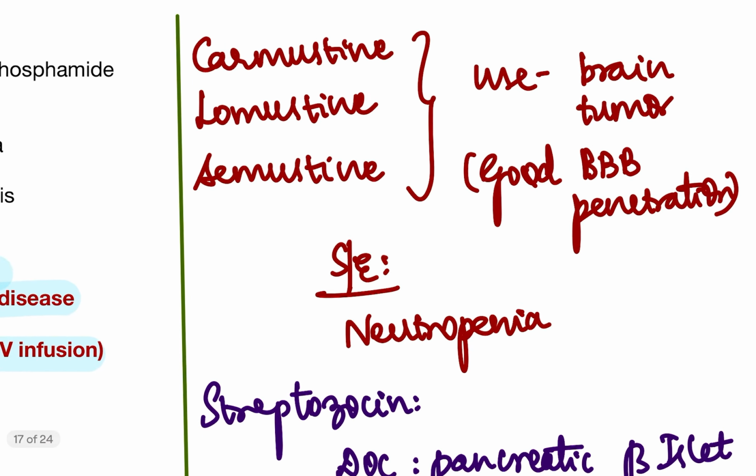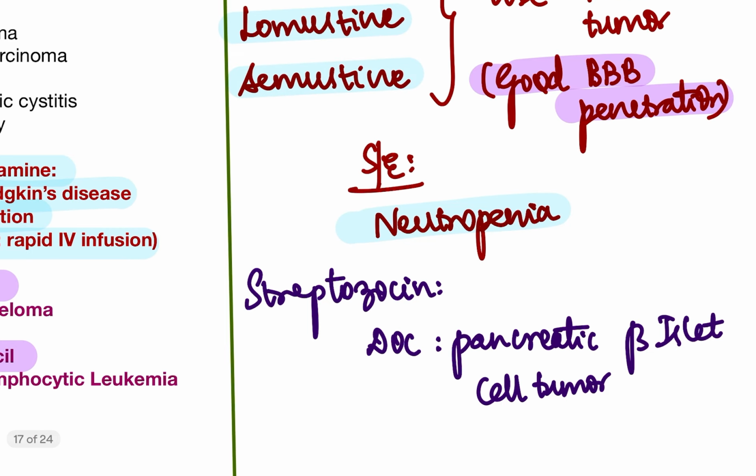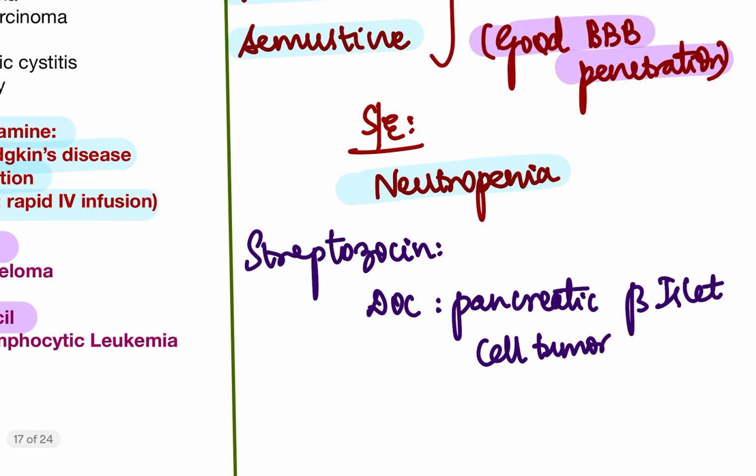The next are carmustine, lomustine, and semustine, which are used in brain tumors because they have good blood-brain barrier penetration. The side effect is that they cause neutropenia. Next is streptozocin. You all should remember that streptozocin is the drug of choice for pancreatic beta islet cell tumor.